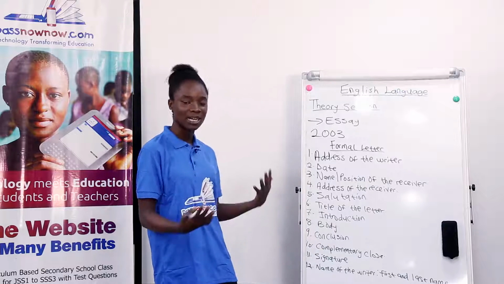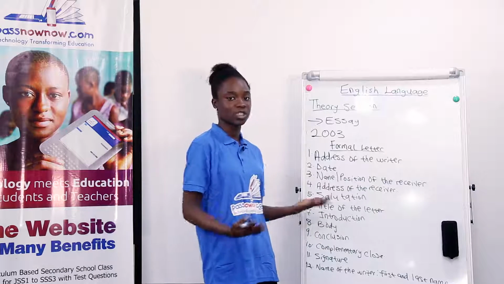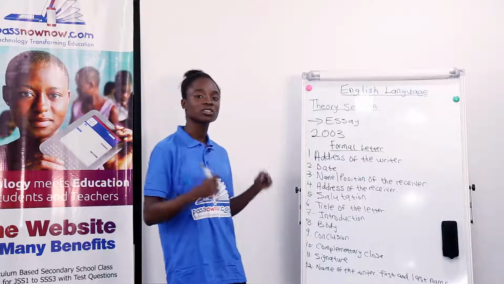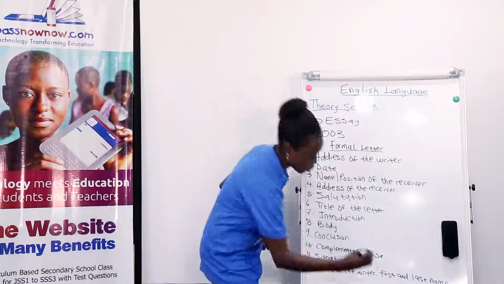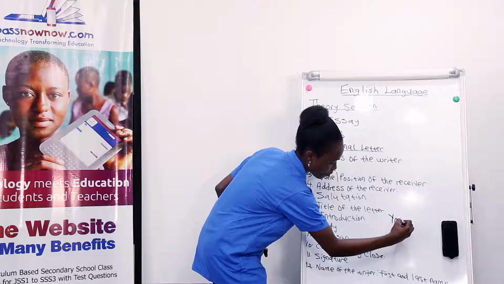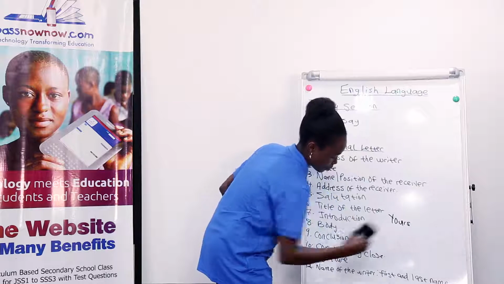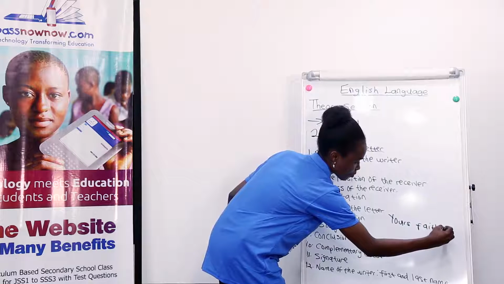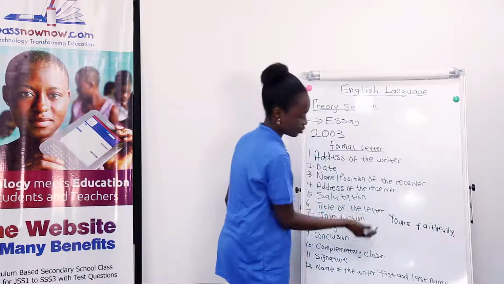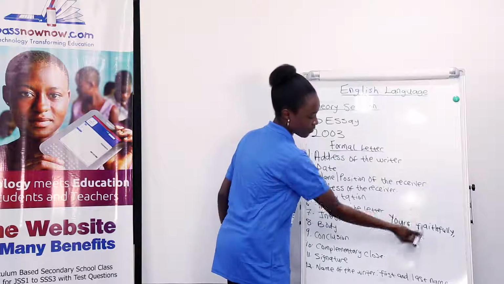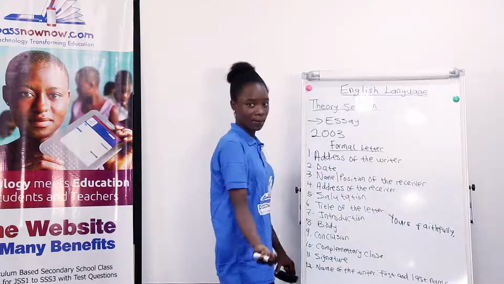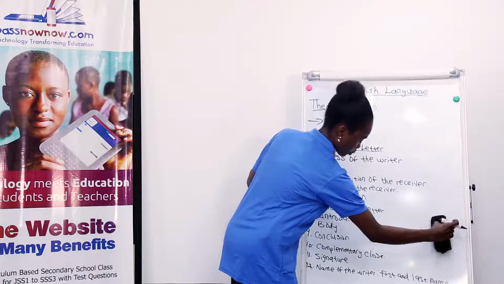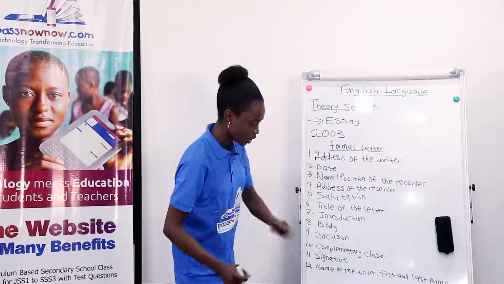Conclusion: you conclude your letter and ask for a reply if such is needed. Complimentary close: this is in the form of "Yours faithfully", Y capital letter, F small letter, and a comma. Then you have your signature.